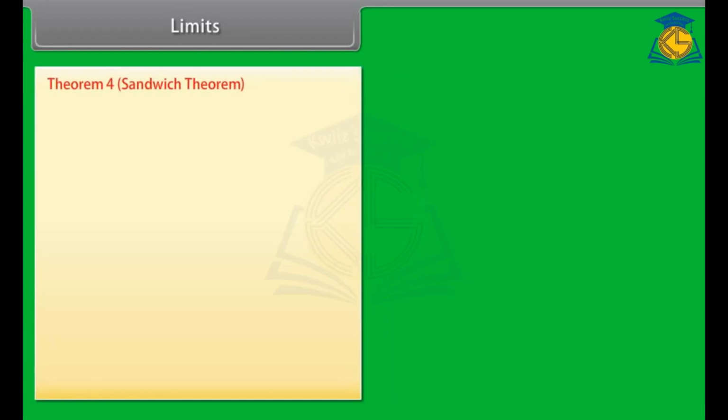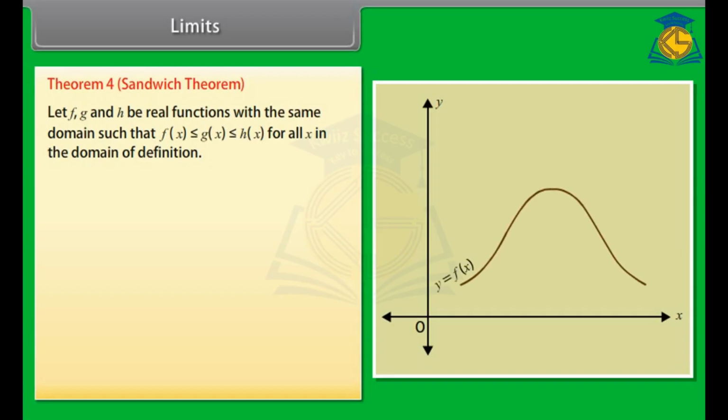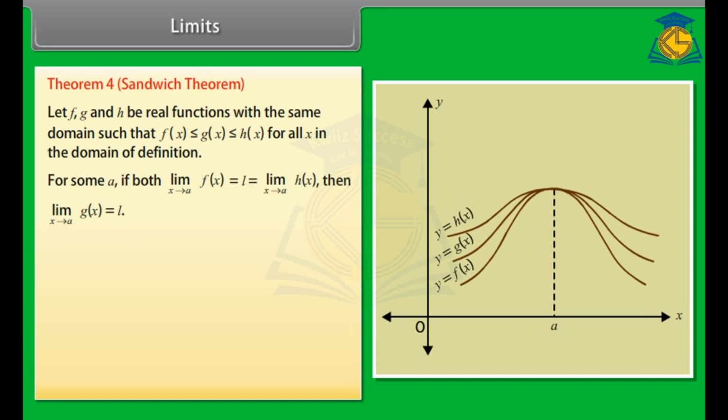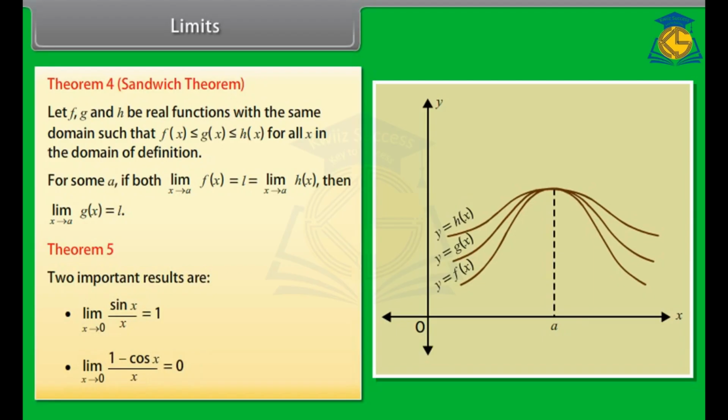Theorem 4. Sandwich theorem. Let f, g and h be real functions with the same domain such that f(x) is less than or equal to g(x) is less than or equal to h(x) for all x in the domain of definition. For some a, if both limit x tends to a of f(x) is equal to l is equal to limit x tends to a of h(x), then limit x tends to a of g(x) is equal to l. Theorem 5. Two important results are limit x tends to 0 of sin x by x is equal to 1. Limit x tends to 0 of 1 minus cos x by x is 0.